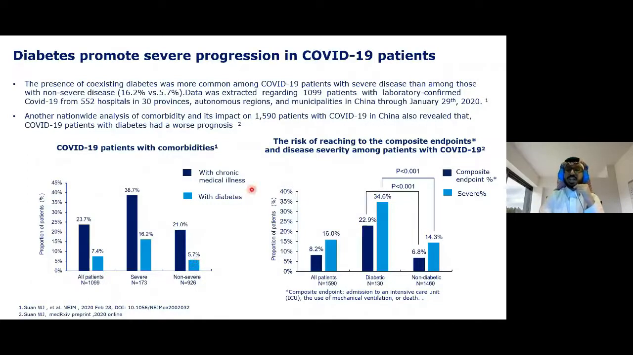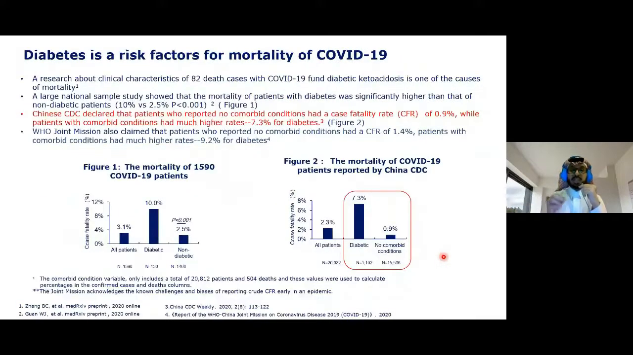If we try to see the risk of reaching the composite endpoint and disease severity among patients with COVID-19, those patients with diabetes are the bright blue here, and those without diabetes are the other. The severe cases in diabetes were up to 34% of them. Here, in non-diabetes, it's up to 14.3. So diabetes has a role in COVID-19. Now we know that diabetes is a risk factor for mortality of COVID-19 patients. A study of the clinical characteristics of 82 death cases with COVID-19 found that diabetic ketoacidosis is one of the causes of mortality.